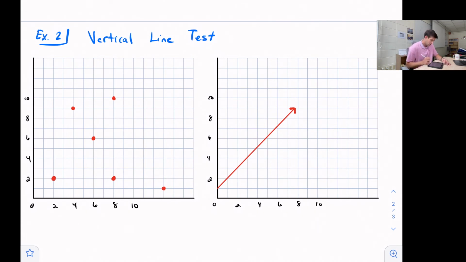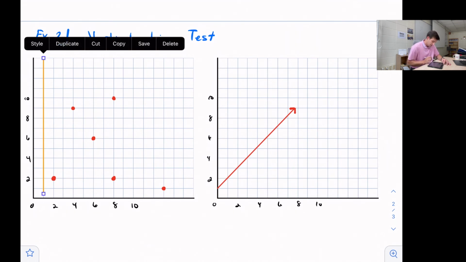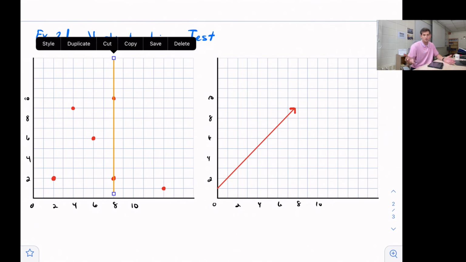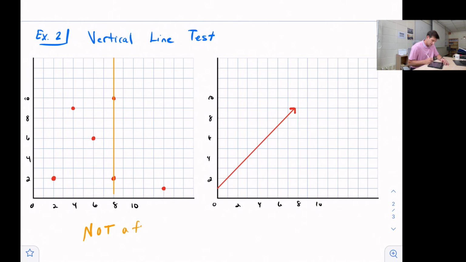On our first graph over here, if I make a vertical line and move it across my graph, I get to here, there's only one point there, one point, one point, oh, look at that, right? We have two points that are on that vertical line. So in this case, we would say this is not a function. Because in this case, we would have (8, 2) and (8, 10). So we have an x value of 8 that has two different outputs, so it's not a function.